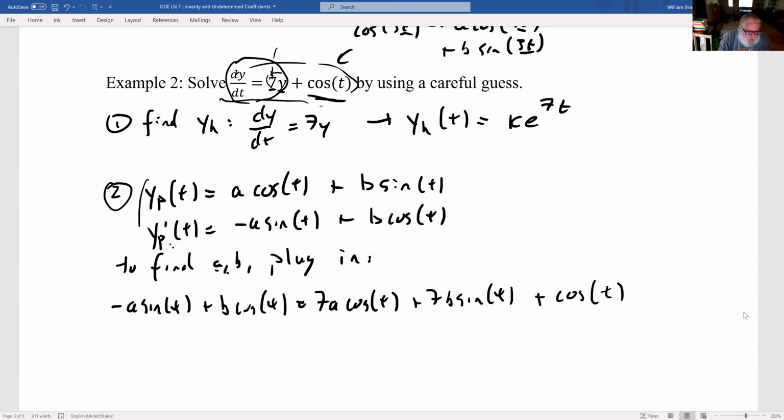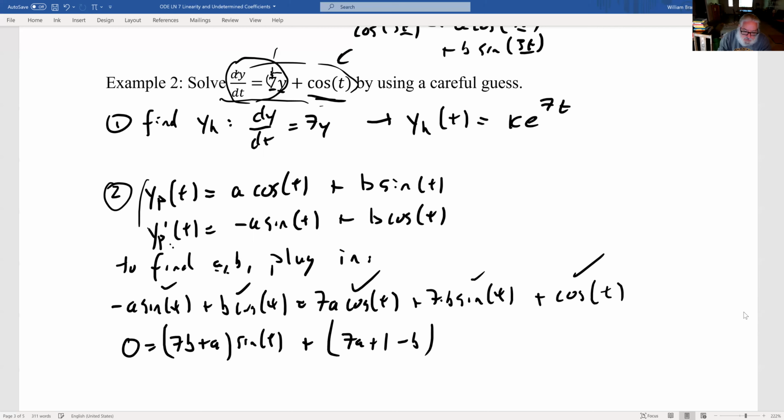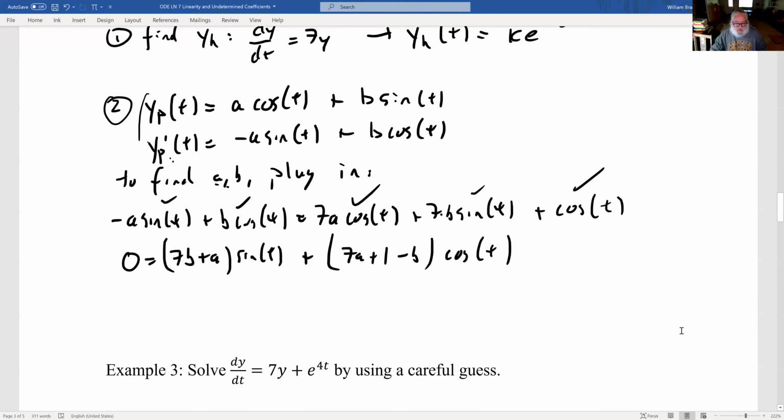So I've got a minus a sine t. I've got a 7b sine t. So I'm going to move everything over to the right side. And I've got 7b sine t plus an a sine t. That's these two terms. And then plus I've got a 7a and a 1 and a minus b times cosine t.